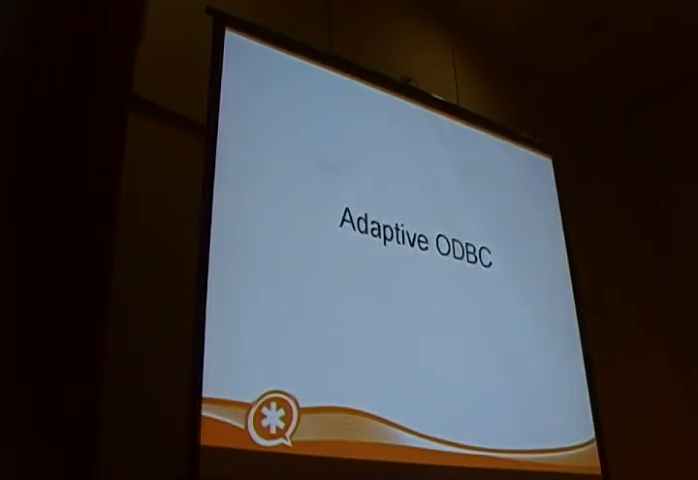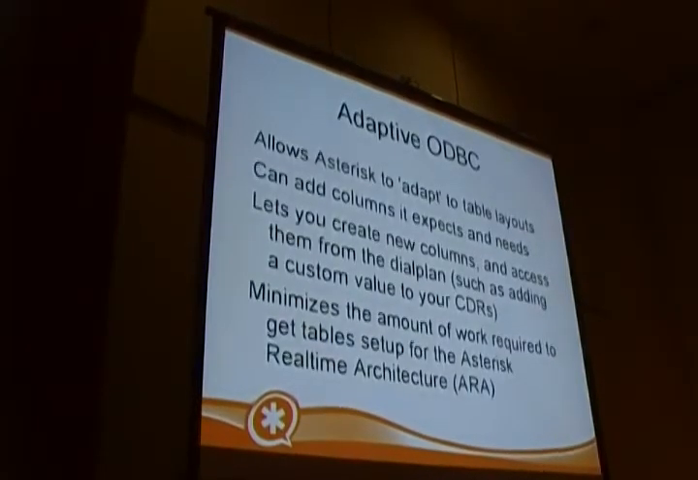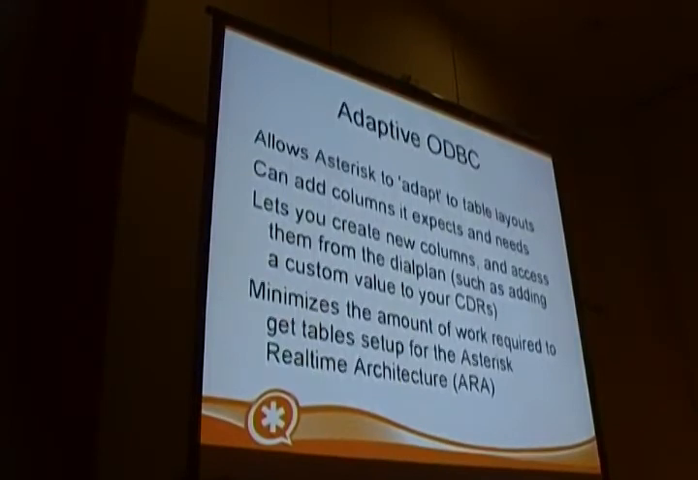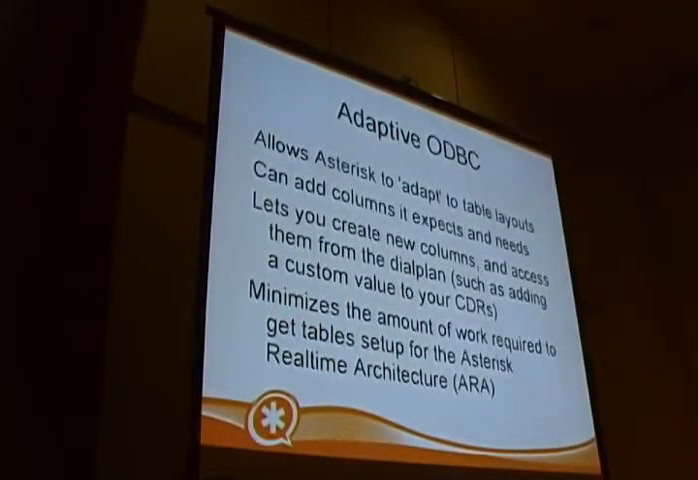So I'm going to move into the adaptive ODBC. Basically it allows Asterisk to adapt the table layouts. Kevin had mentioned before you can create aliases so that, instead of the table format that Asterisk would expect, you can actually create a different table format and tell it how to understand the format you created. So maybe you have a web interface that you're creating, or you have another application, you've already gotten some of these tables created and they're already using them. Instead of changing all the applications to suit Asterisk, you can make Asterisk be changed to suit the applications you've already deployed.